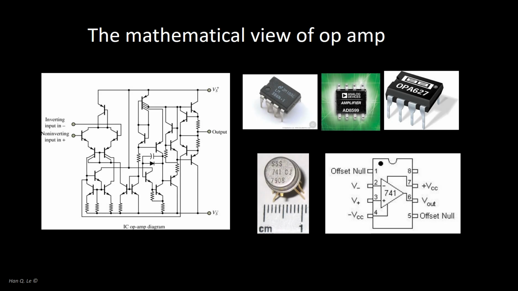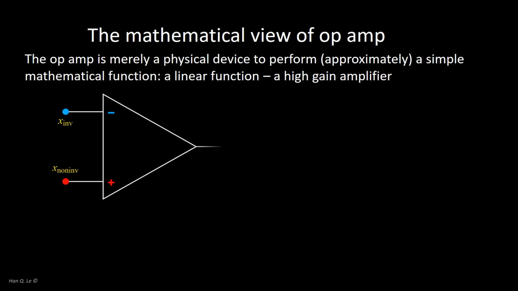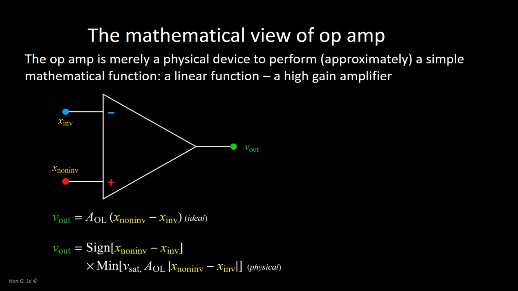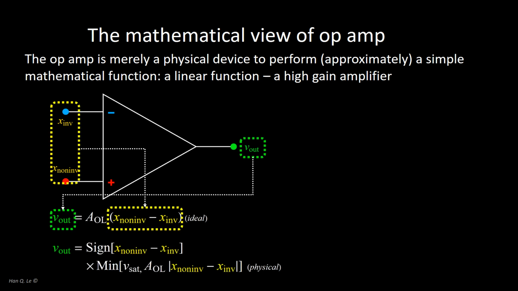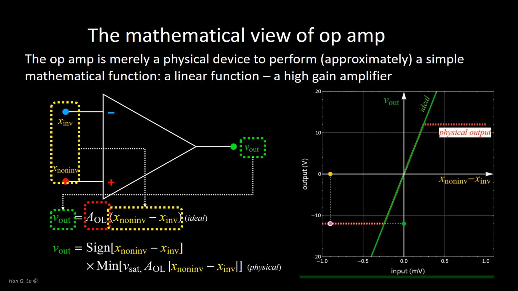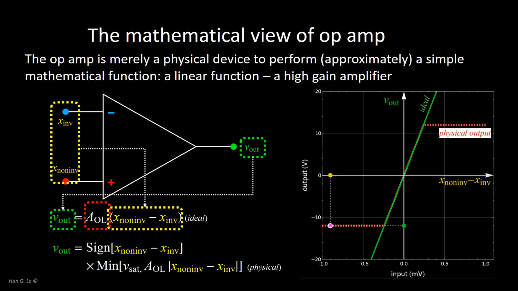To the user, the op-amp behavior is remarkably simple, unlike its appearance of internal complexity, which can be ignored and replaced by a simple mathematical function. The output Vout is a linear function of the difference of the two inputs, which is multiplied by a constant, denoted as A sub OL in the equation. A plot of this function is shown on the right. It is just a straight line.